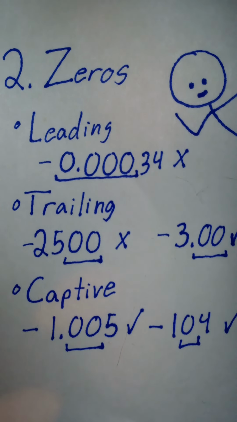Rule number 2. Zeros can be classified in three ways: leading, trailing, and captive. Leading zeros are not significant. Trailing zeros are only significant when there is a decimal point present. And finally, zeros that are between non-zero integers are always significant.